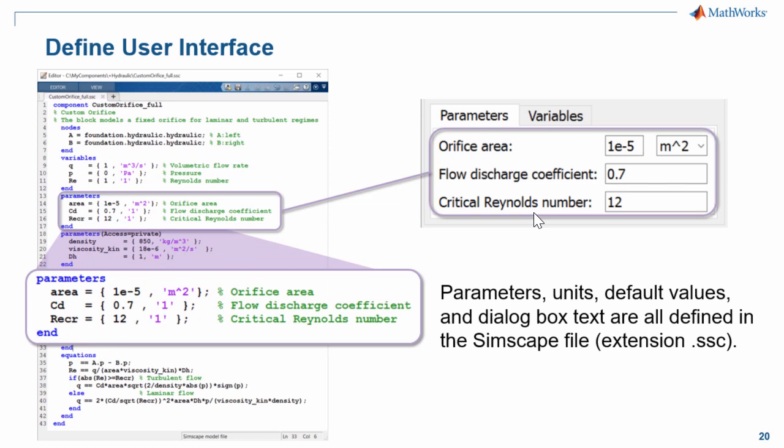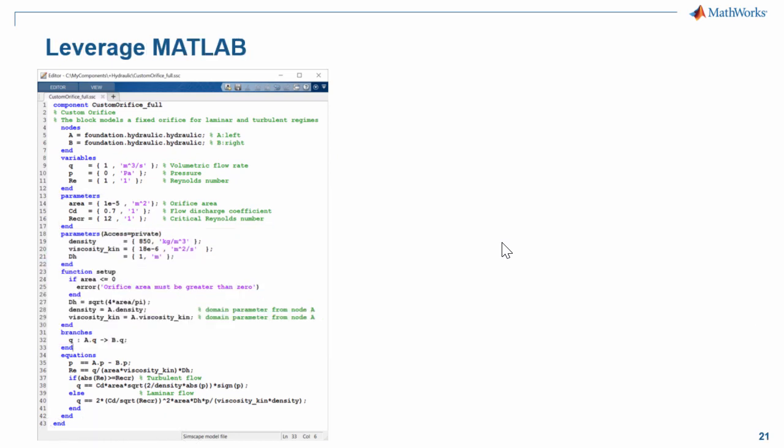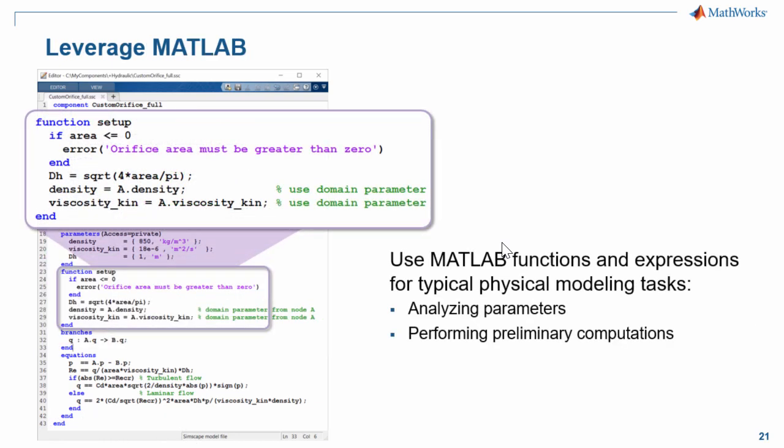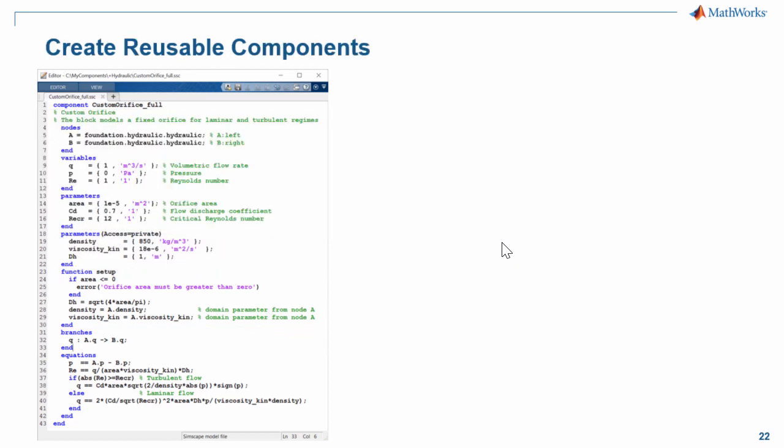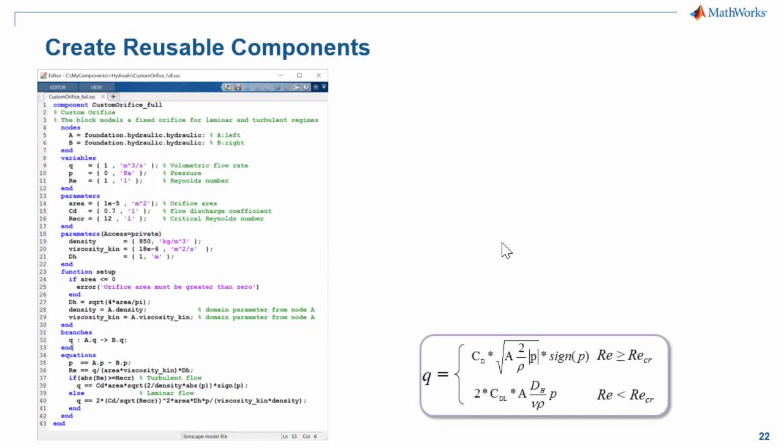You can see that in this section of the code, we have defined the parameters that we will use in the equations, the default values, and the units. We've also defined the prompt that users will be shown. In the next portion of our code, we will leverage MATLAB. Here you can see we have used MATLAB code to verify that parameter values are legal, and we have done some preliminary calculations. In the next section, we define how this component will behave.